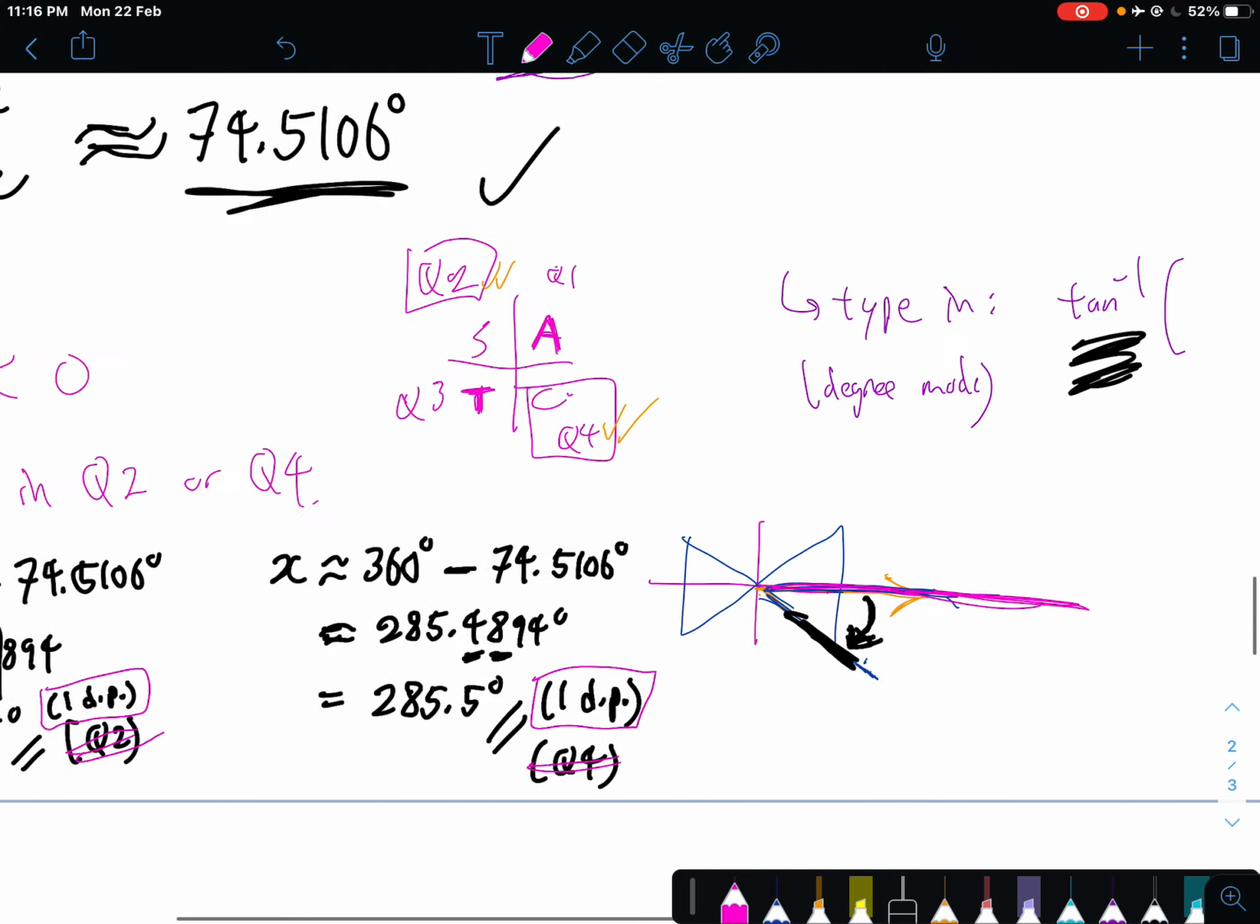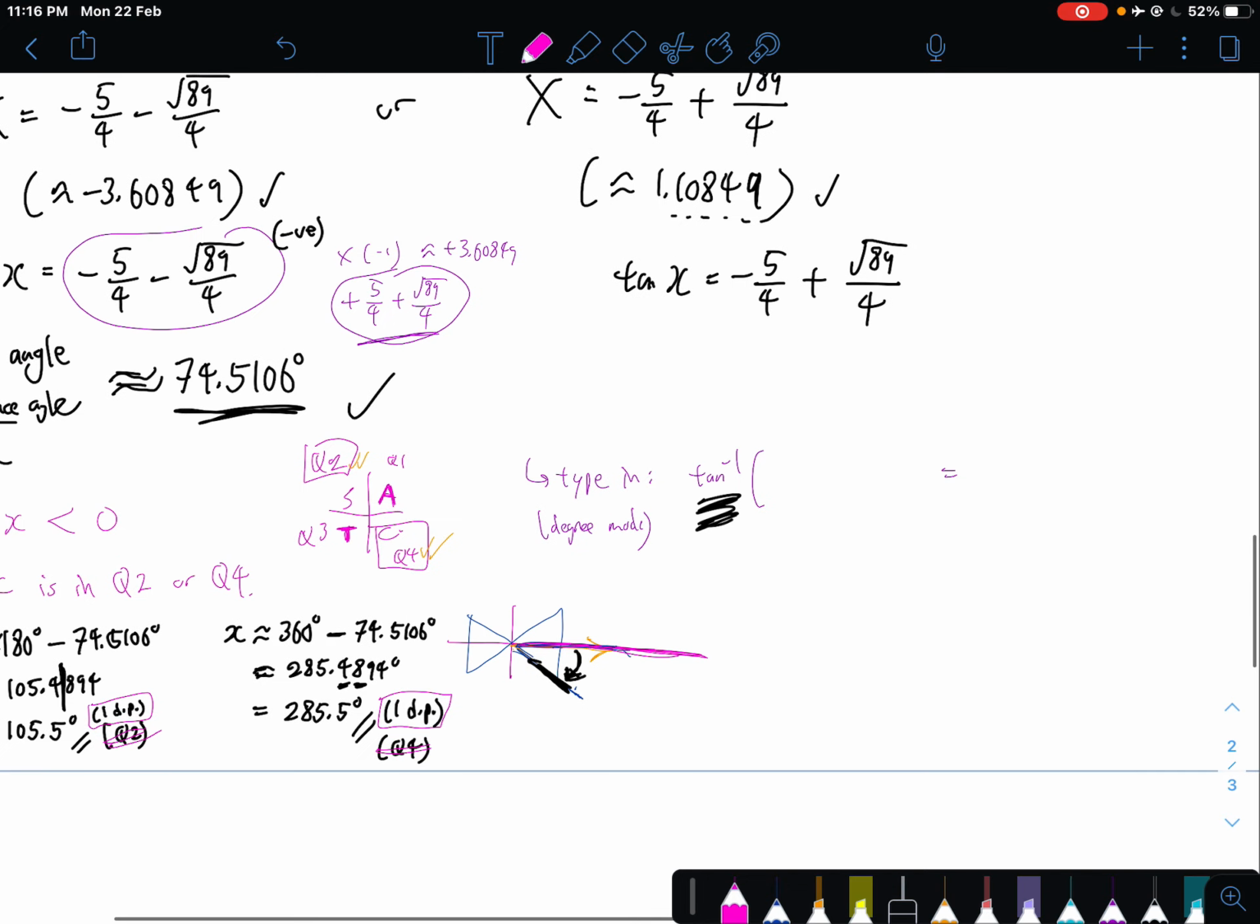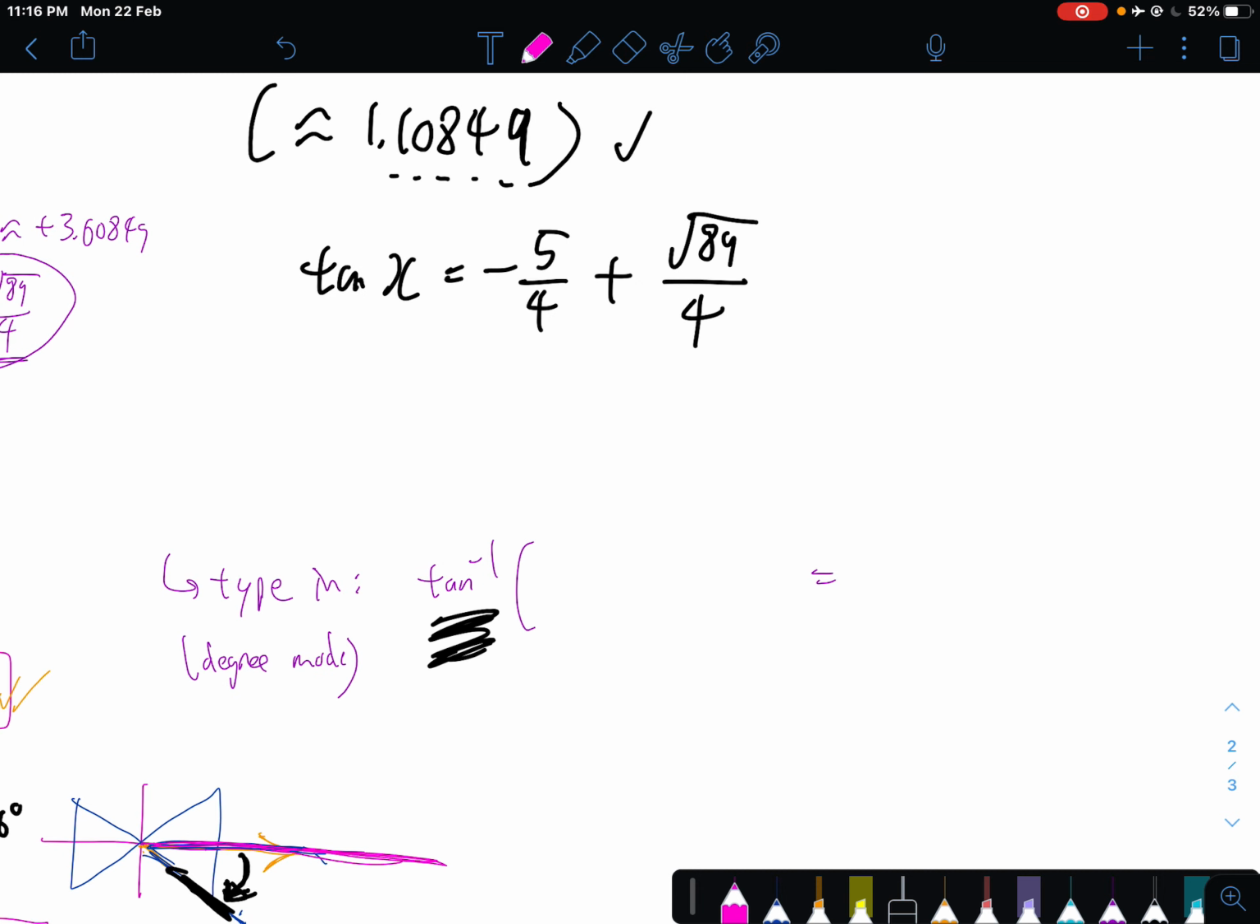Okay, then how about the next part? You have tangent x equal to -5/4 plus square root 89/4. Same thing here. We already approximated it as 1.108, which is a positive value. So we don't need to do anything funny like times a -1 as previously. We can just take it as 1.10849. Then inside our calculator, make sure it's in degree mode.